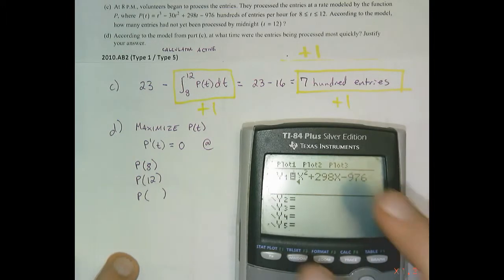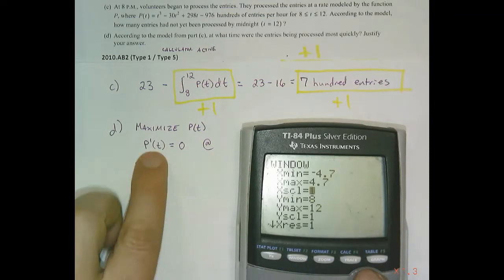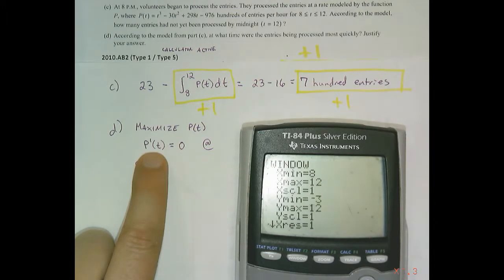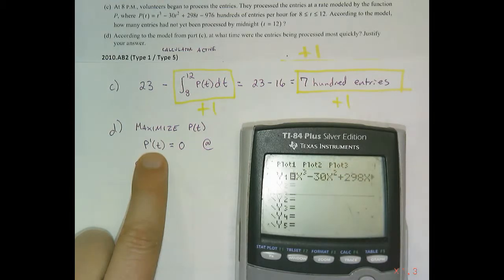I'm going to adjust my view window so that my time span goes from time 8 to time 12. We're looking for where P prime of t equals 0. Oh, I messed that up. The x's should go 8 to 12, and my y should be negative and positive. Okay. Now, if I were to graph this, this is going to be asking when P of t equals 0. Well, we want to graph where P prime of t equals 0.